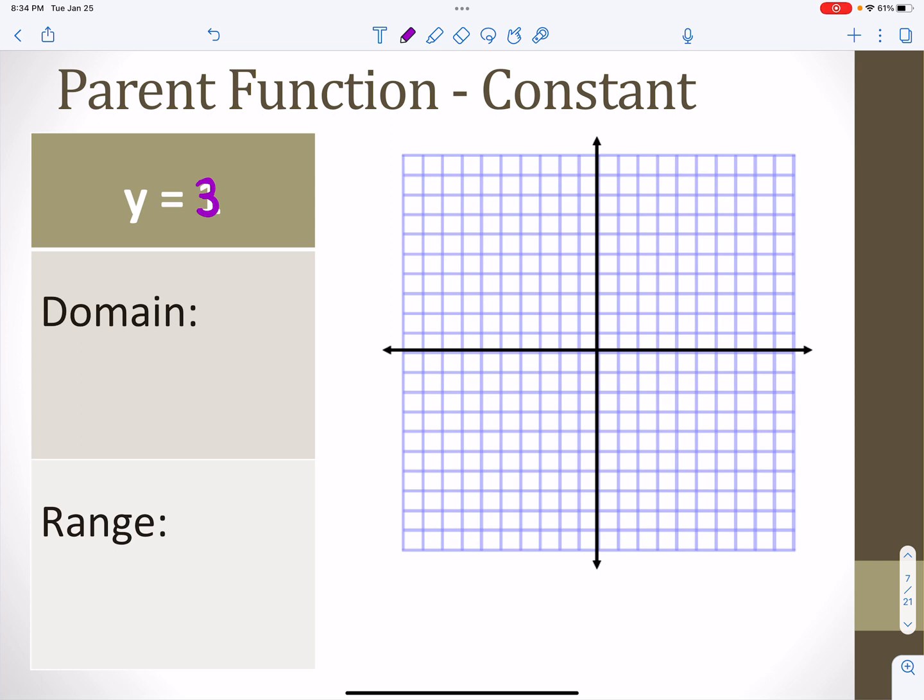Okay, the name isn't up at the top, but I would label this because you're going to have to name these functions in your homework. And this function is called a constant function because if you notice, there are no variables anywhere at all, it's just y equals 3.